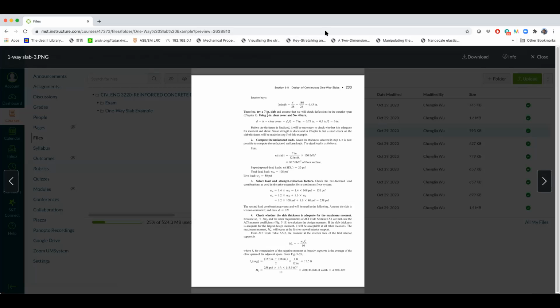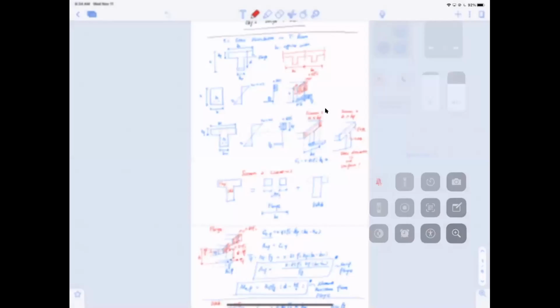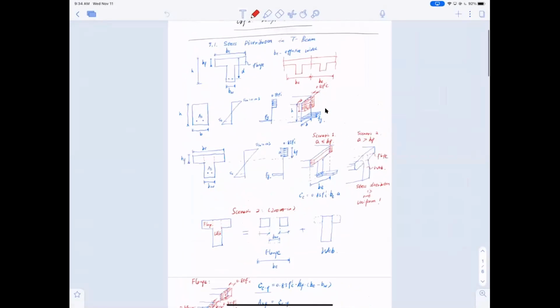All right, so last but not least, let me find my T-beam sections. Let me share this, give me one second. Okay, the T-beam was taught right after the first exam, before the second exam. So I just want to take a quick look.